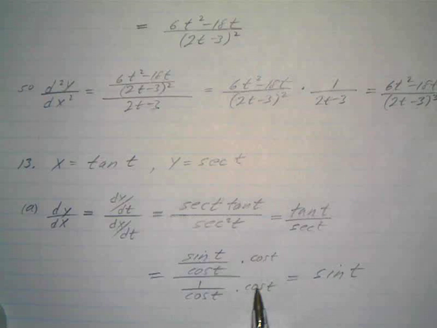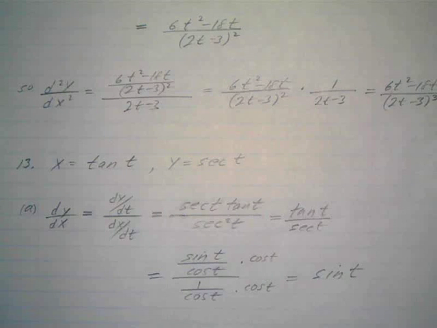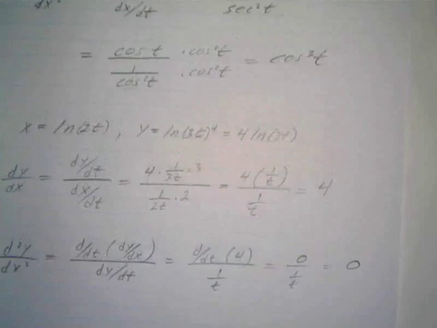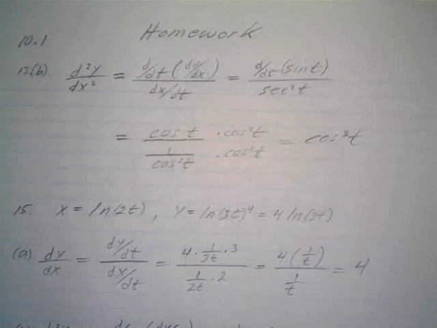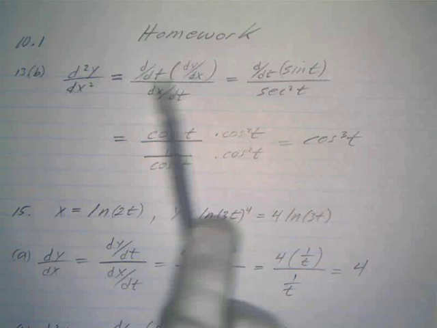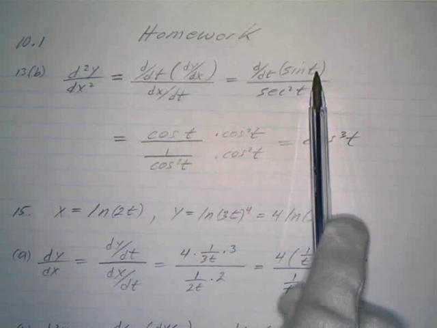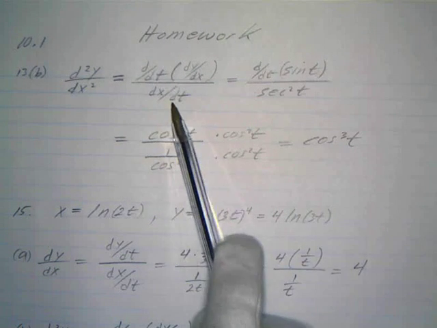I multiply the top and the bottom as a complex fraction by cosine of t, and end up with sine of t. So that was easy. And then for the b part, we want the second derivative. So here's your work here. The derivative with respect to t of the sine of t, that was easy. And the denominator we already had, dx/dt.